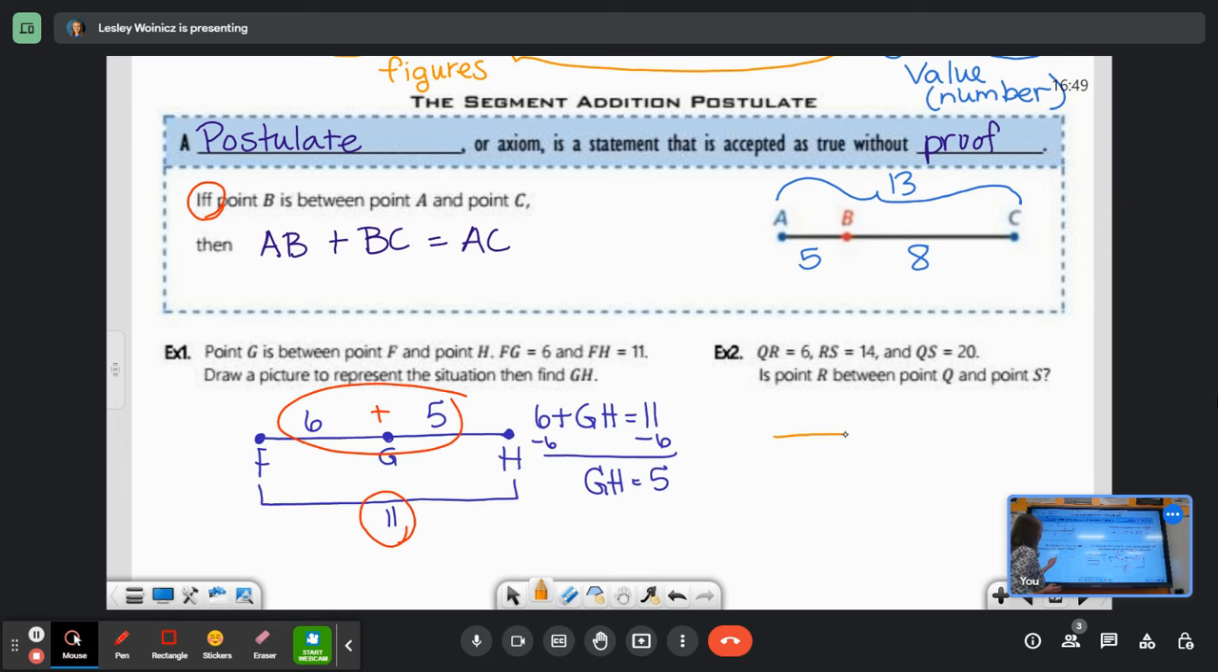So we need a picture. Okay. I want to know, is R in the middle? Here's Q. Here's S. It's saying QR is 6 and RS is 14. If R is in the middle, they should add up to 20. So because these segments add up to 20, we can say R is between point Q and point S. So we can say yes.